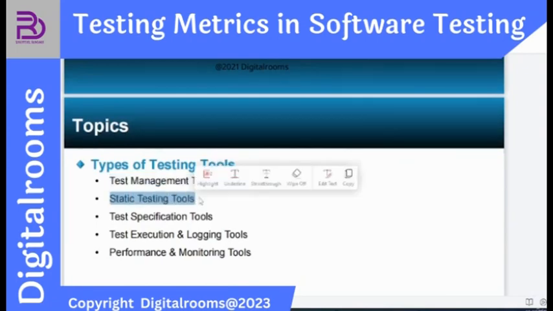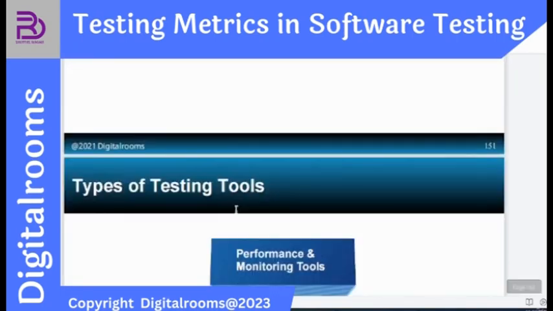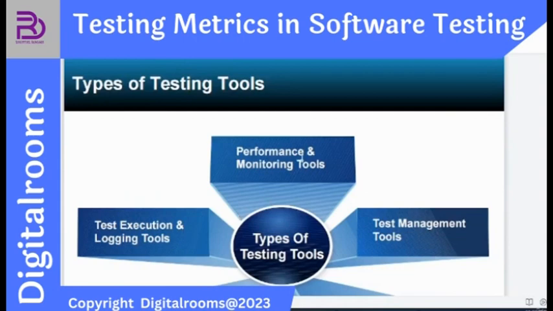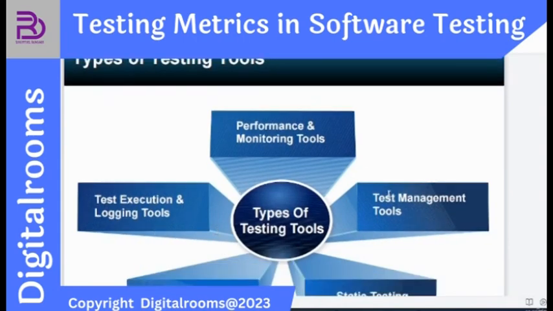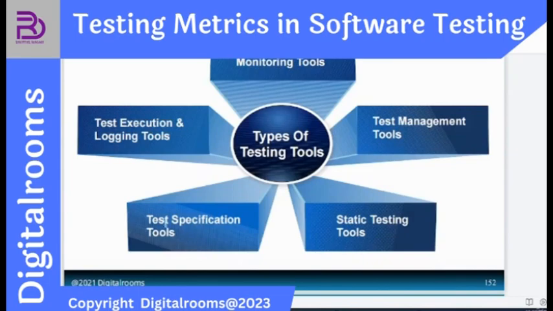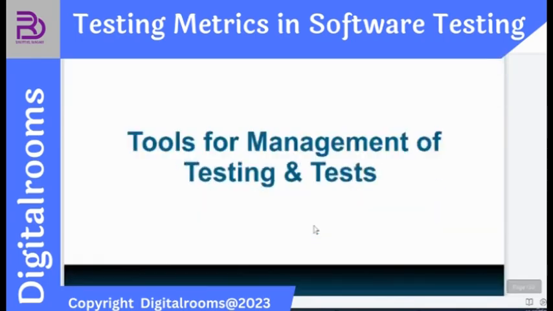static testing wherein we write those plans, we execute, we record. Test specification tools, it means what are the specification of that particular test will be tested by a tool, that particular tool. Test execution logging tool, performance and monitoring tool. Okay, the types of testing tool: performance monitoring, test execution logging, test management, test specification, static testing.